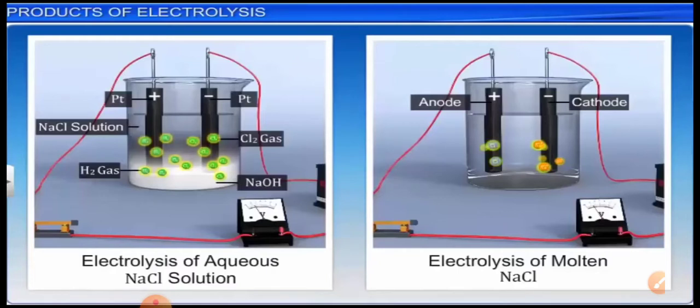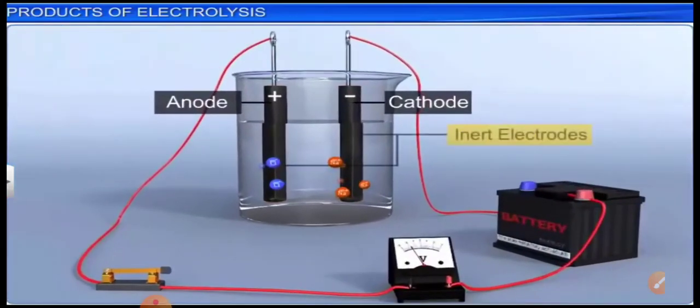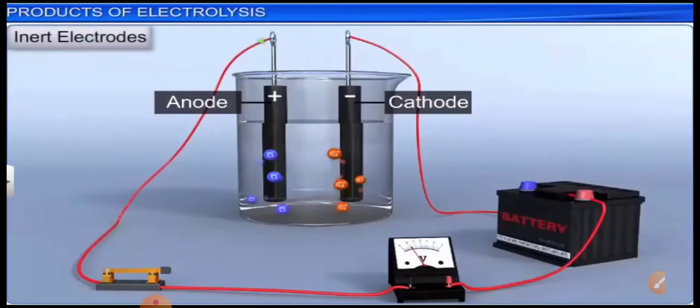The electrodes used are of platinum, whether in the case of molten NaCl or aqueous NaCl. In both of the cases, the electrodes used are inert electrodes. What does it mean? It simply means that the electrode itself does not take part in a chemical reaction. It simply provides a surface at which the redox reaction takes place.